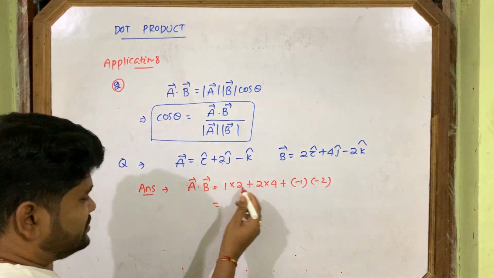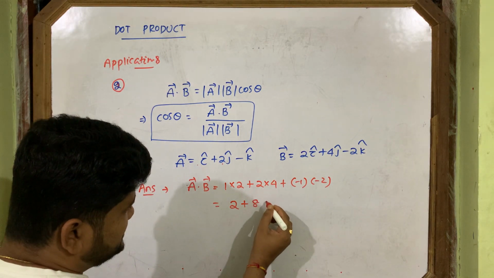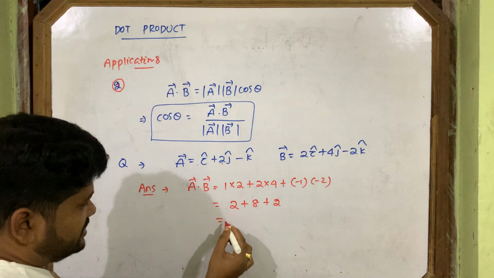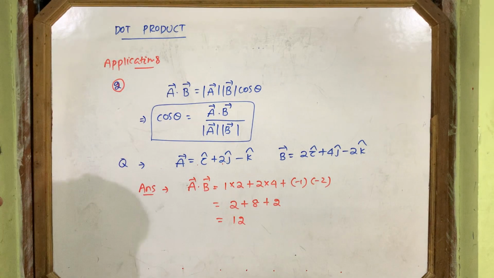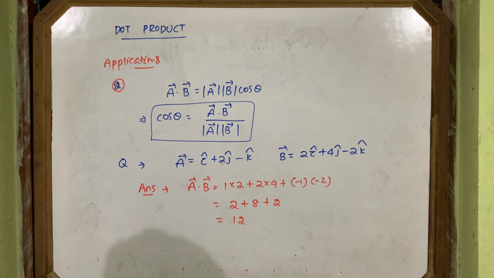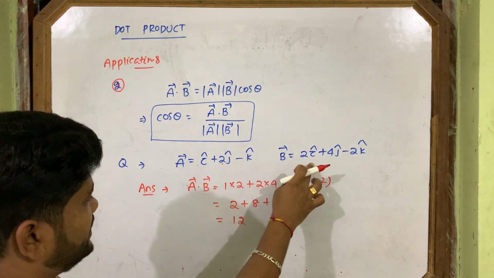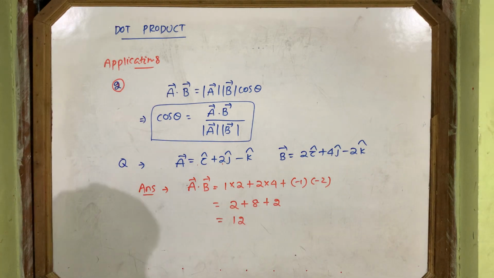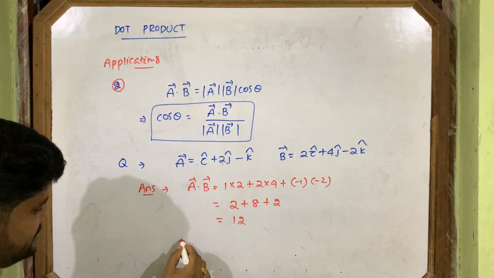No problem. So this is 2, this is 8, and this is plus 2. So it's 2, 8, 2, which gives 12. A dot b is coming 12 here. So see here, I take 2i cap, 4j cap, minus 2k cap. This is coming 12. It's right. Good.